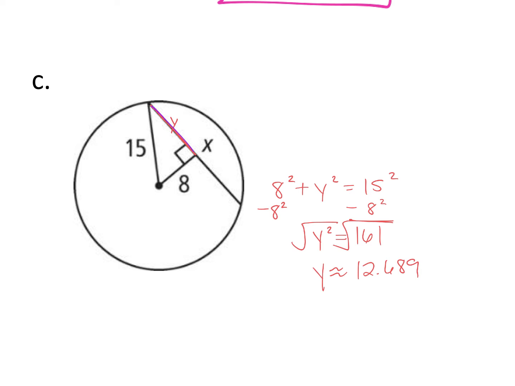And what do we do to that y? You double it. So this was y. If it's perpendicular, it's cutting it in half. So times 2, that 12.689 times 2 is 25.4 if we round to the nearest tenth. So y would be 25.4.